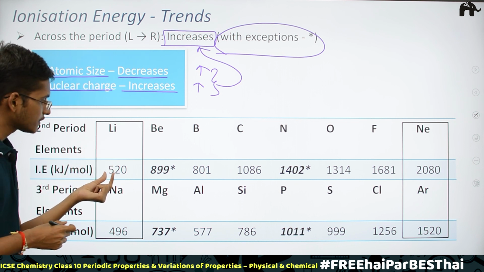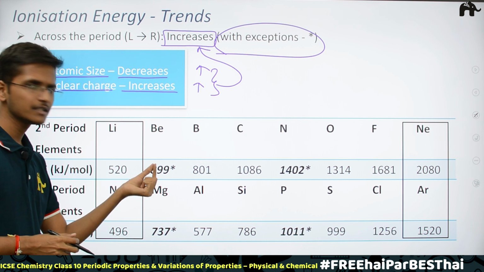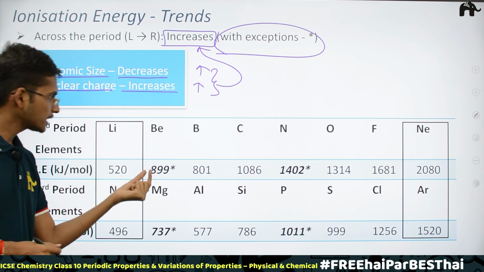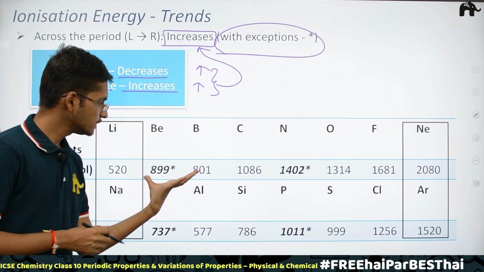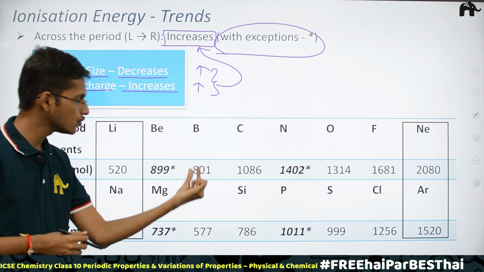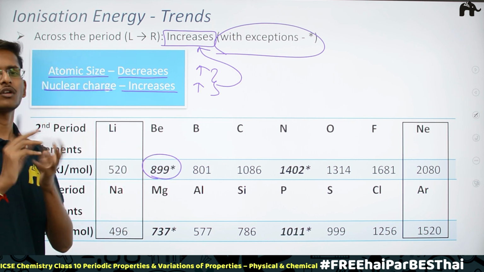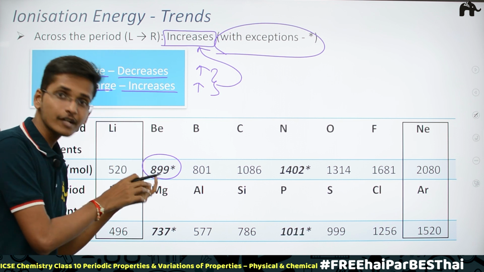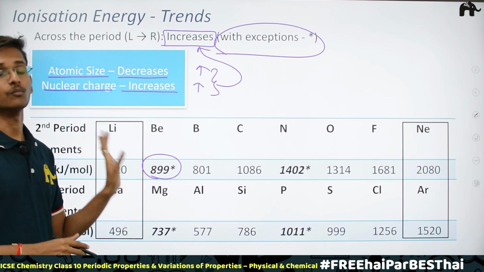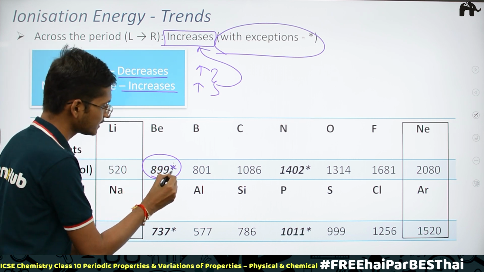Here lithium has 520, beryllium has 899. Fine, the ionization energy is increasing. Yes, it should. But later, in case of boron, it's 801. So this means that beryllium has more ionization energy than boron. This is not fitting our trend, right? Beryllium should have less ionization energy than boron, but it is showing more. That's why this is an exception.